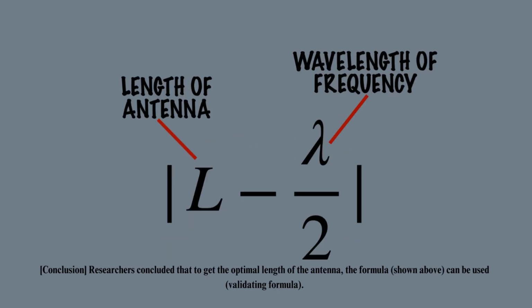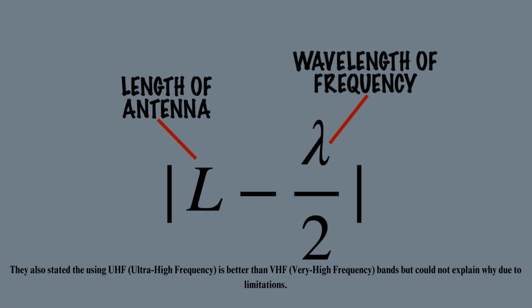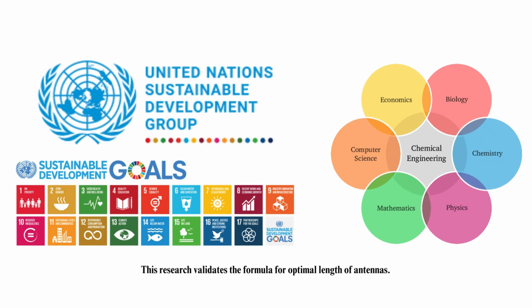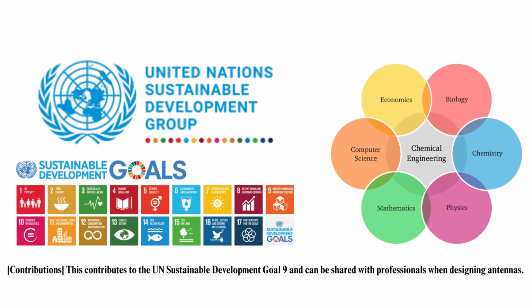The researchers concluded that to get the optimal length of the antenna, the formula lambda over 2 can be used. They also stated that using UHF is better than VHF bands, but could not explain why due to the limitations. This research validates the formula for the optimal length of the antennas. They also contribute to the UN Sustainable Development Goal 9 and can be shared with professionals when designing antennas.